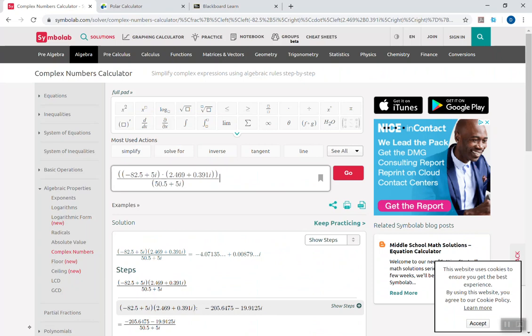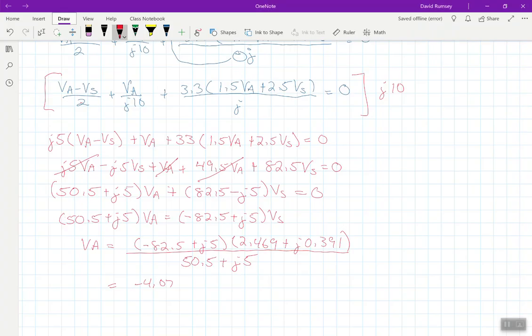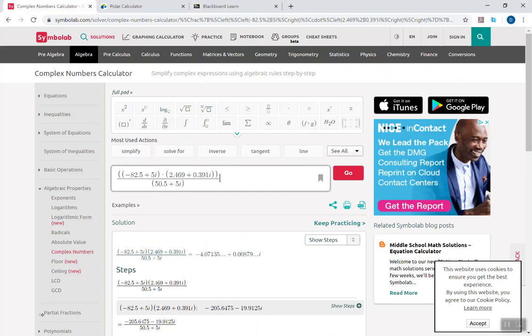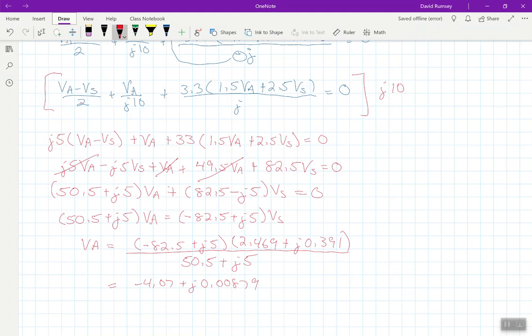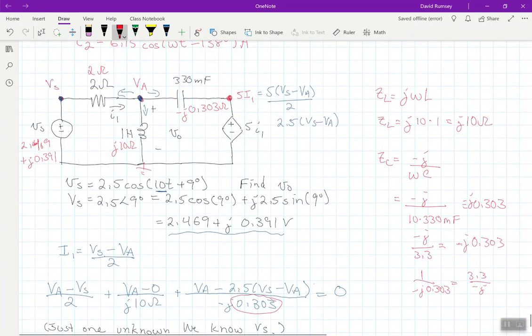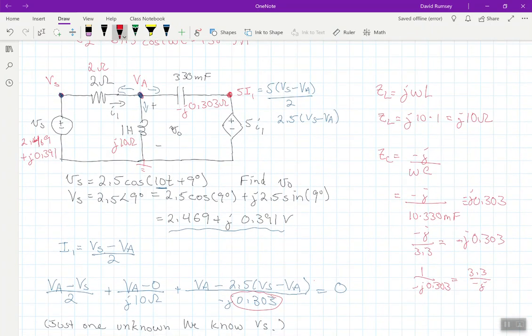And 0.00879. And I just want to double check, was that a plus? Yes, it was. All right, and so that would be in volts. Now, we're not done because, let's go back here. It wanted V out, and we need to write it in terms of cosine here.